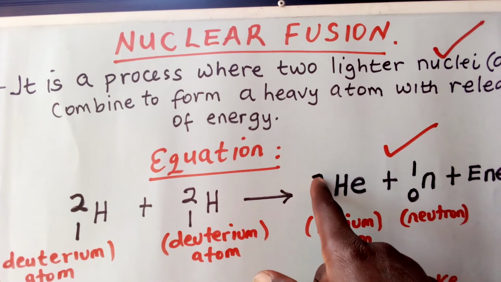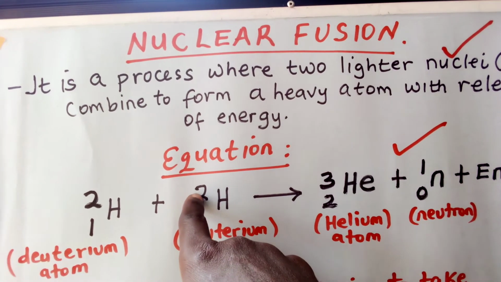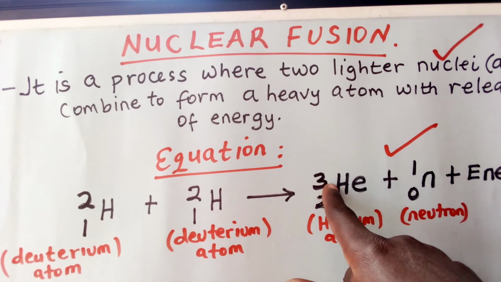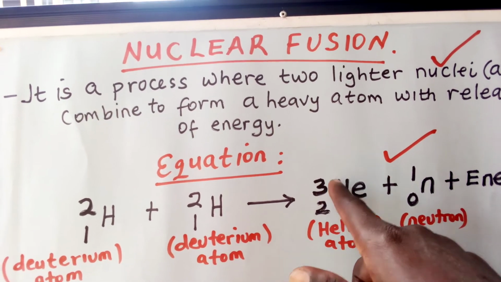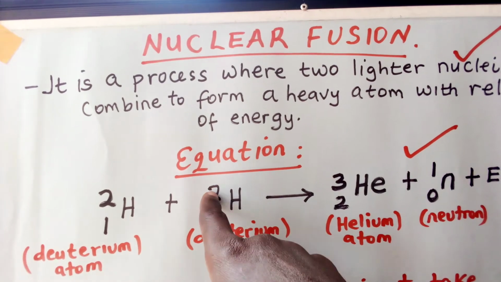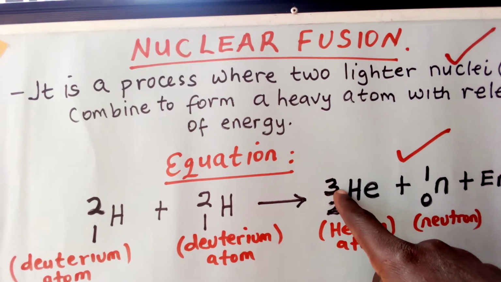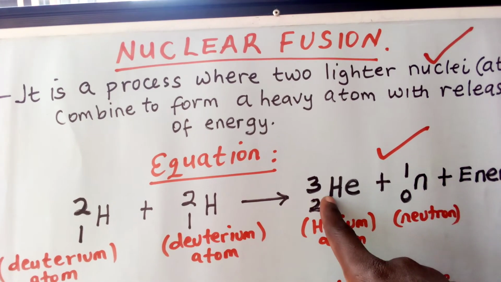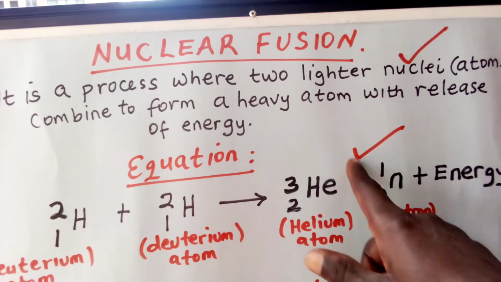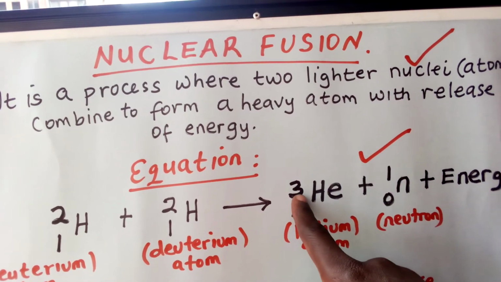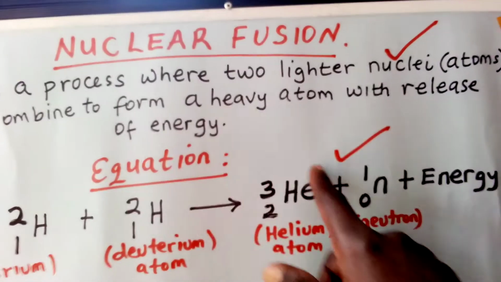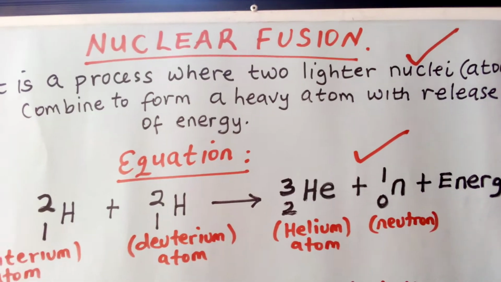So this one is heavier. Similarly, this one has a mass number 2. This one also has a 3. 3 and 2, of course, 3 is bigger. So this one has a bigger mass than this one. For that reason, this is heavier. So you have two light atoms combining to form a heavier atom. And a heavier atom is produced together with what? Energy. So this is an equation which represents nuclear fusion.